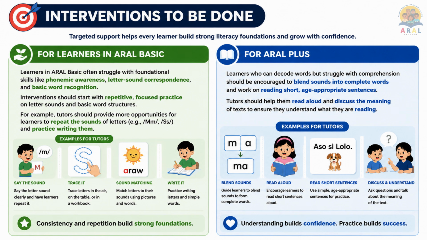Interventions to be done. For learners in ARAL Basic. Learners in ARAL Basic often struggle with foundational skills like phonemic awareness, letter-sound correspondence, and basic word recognition. Interventions should start with repetitive, focused practice on letter sounds and basic word structures. For example, tutors should provide more opportunities for learners to repeat the sounds of letters and practice writing them.